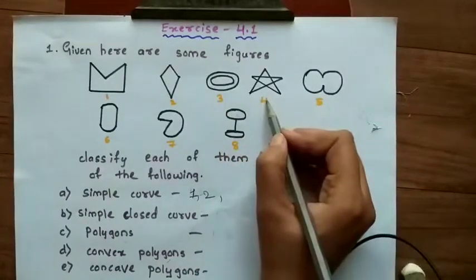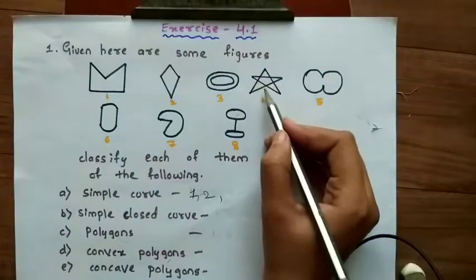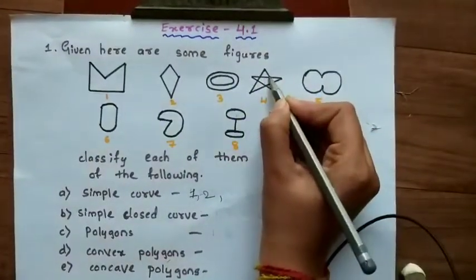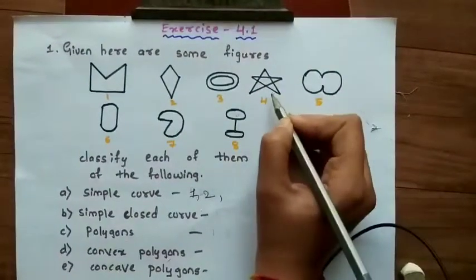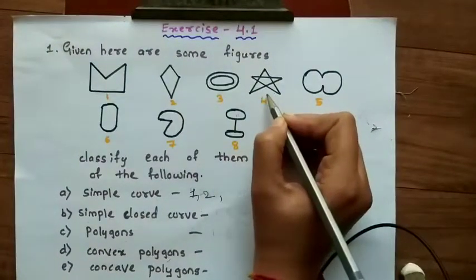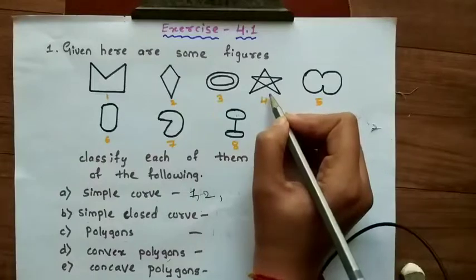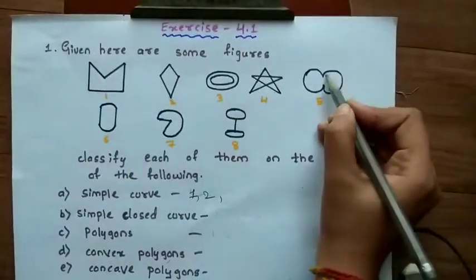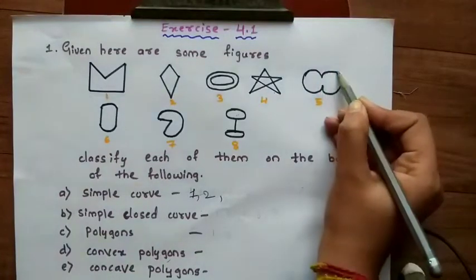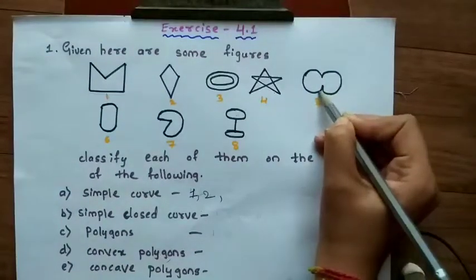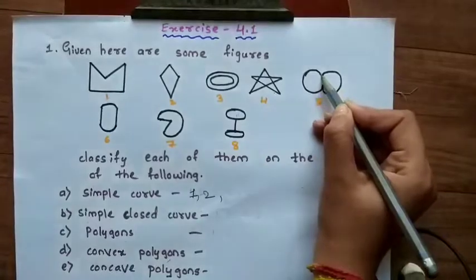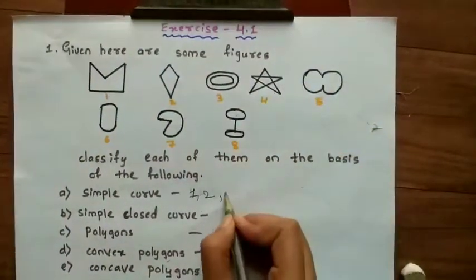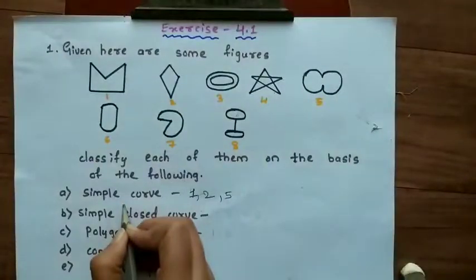Next, check it out, the fourth one. Here the lines are intersected at this point. Then the fourth figure is also not a simple curve. In the fifth curve, if I start from here, I can easily draw this curve without lifting the pencil and without retracing any portion. Then the fifth figure is also said to be a simple curve.